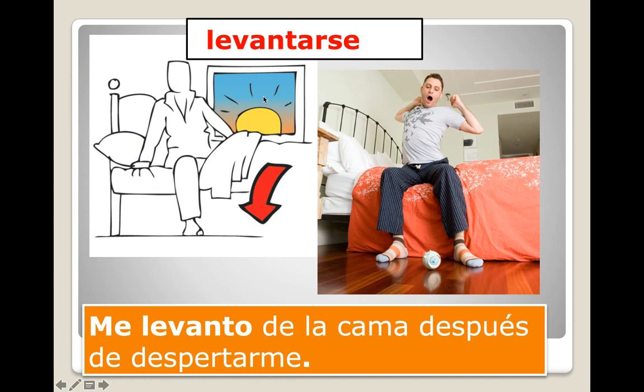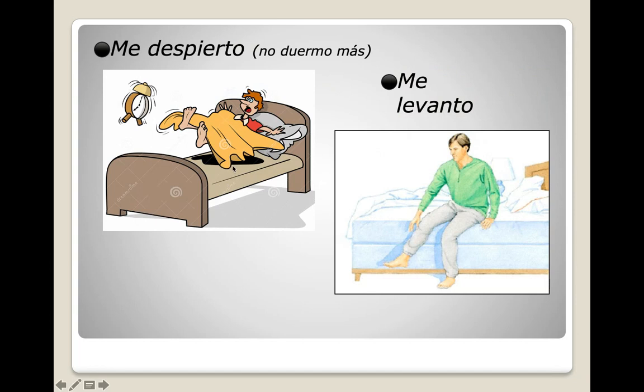Ok, levantarse. Me levanto de la cama después de despertarme. Ok, es importante saber que levantarse y despertarse no son la misma cosa. Por ejemplo, me despierto con la alarma a las 5, pero no me levanto y me vuelvo a dormir. 20 minutos luego me despierto otra vez y me quedo ahí, pero no me levanto. Y media hora después me despierto otra vez y por fin me levanto.